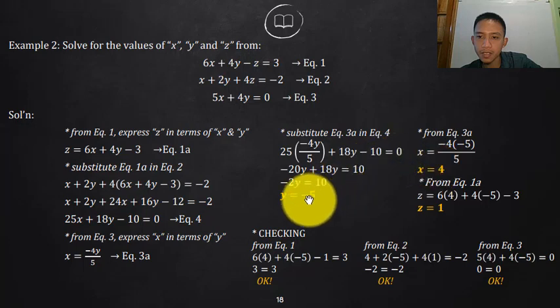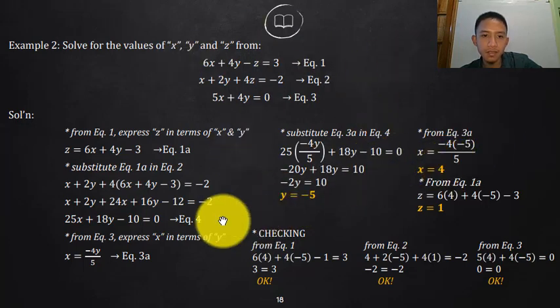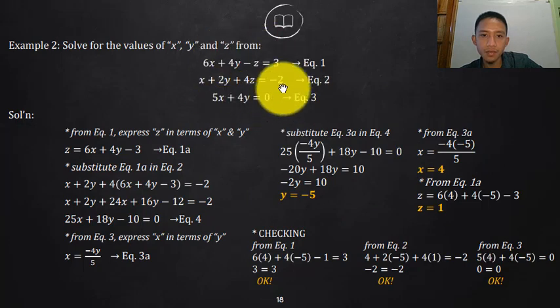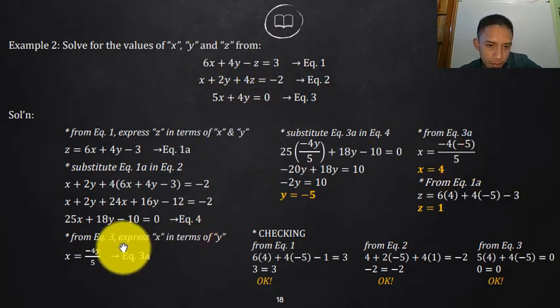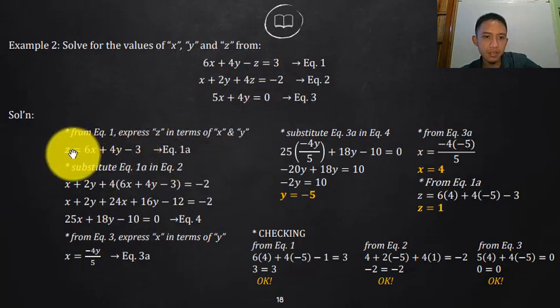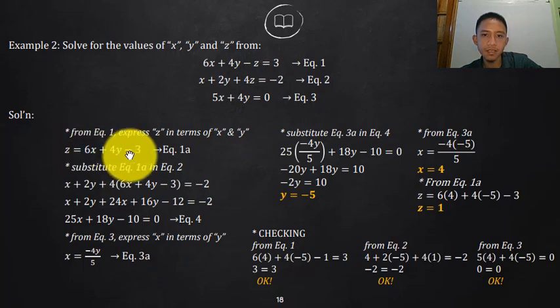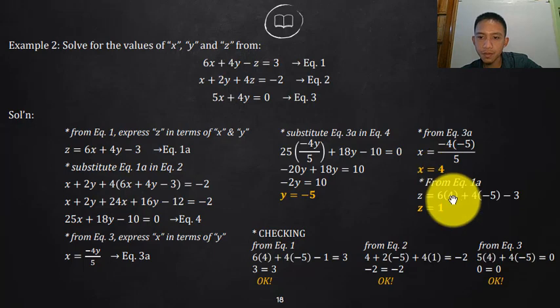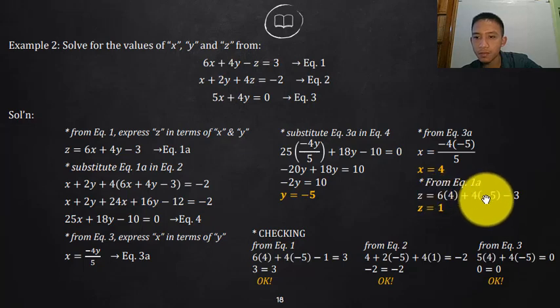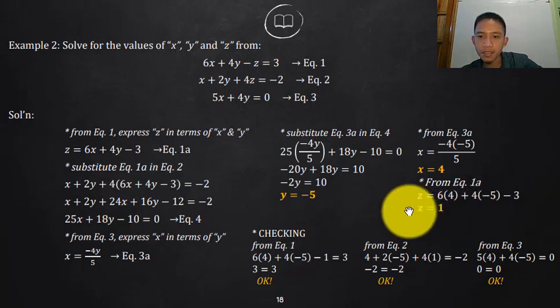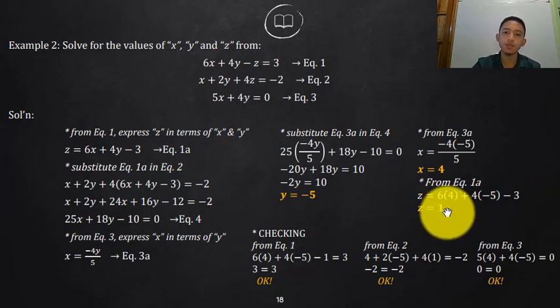Okay, you have now x and y. You can choose any of these to solve. But actually, if I were you, equation 1a has z separated, isn't it? So you can make use of that right away. So x is positive 4 and y is negative 5. Calculate this: 6 times 4 is 24. 4 times 5 is 20, but that is negative. So 24 minus 20 is 4. Minus 3 again, this is positive 1. You now have the three values.